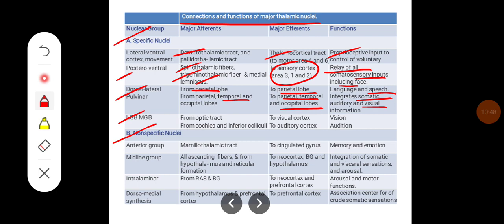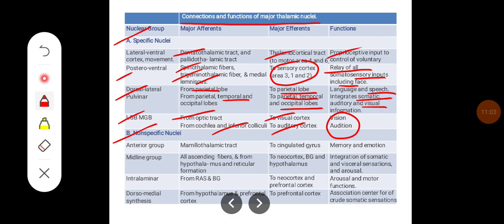The geniculate bodies receive information from the optic tract and the cochlea and inferior colliculi, and they give their efferents to the visual cortex and auditory cortex. Their important function is vision and audition.